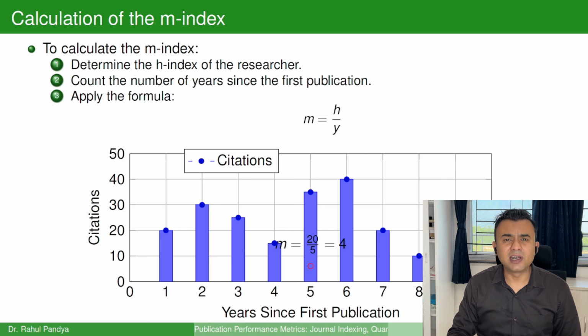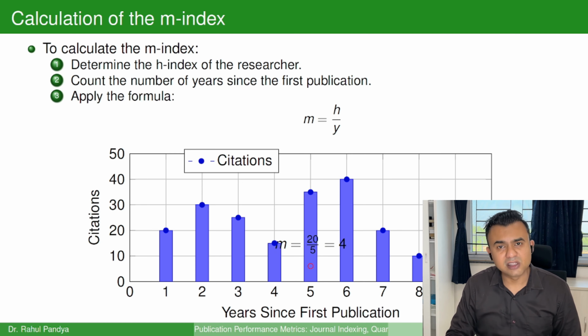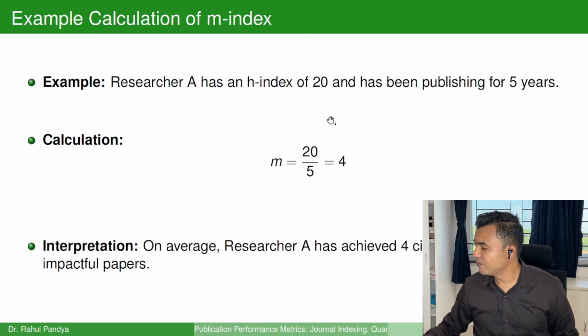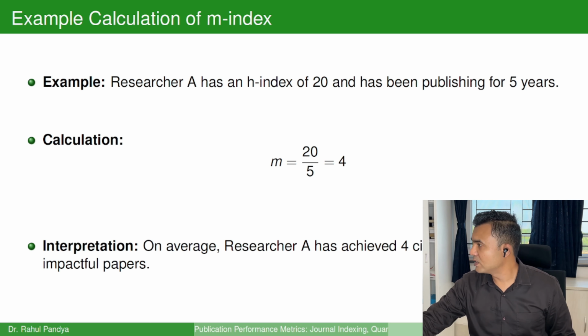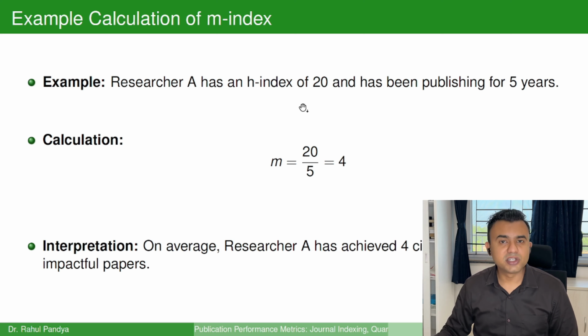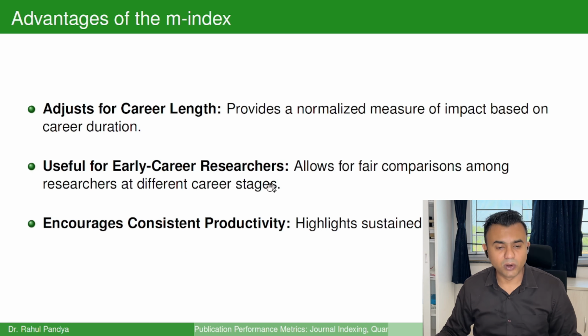Generally, it is not so popular. Most popular are the H index and the I index. These two are the most popular indices. So let's say a researcher has an H index, which I have computed manually, of 20, and he has been publishing for the last 5 years. So I can compute M equals 20 divided by 5. That means my M index is 4.